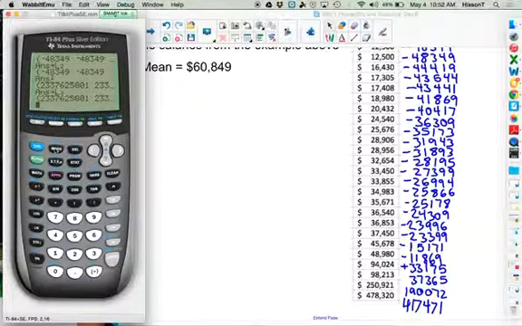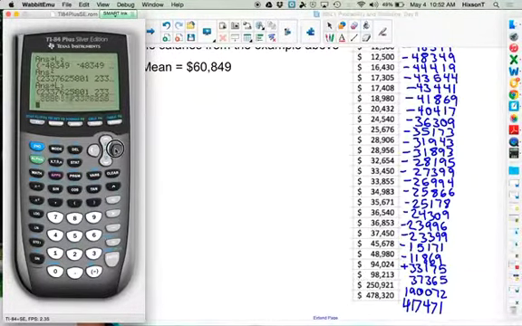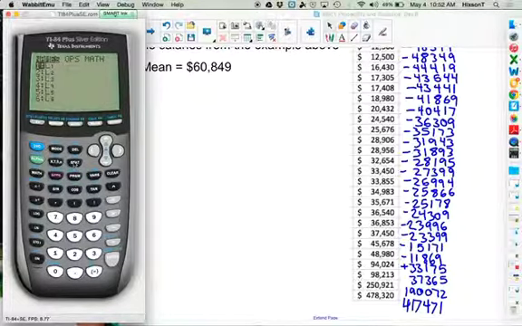All right, so here's the deal. You've got all your squares, and you can scroll over and see all the numbers if you want. If it won't do it at first, hit enter again, and it should. Sometimes the 84s are a little finicky with that. But here's the deal. Now what you want to do is add up all the numbers in that list. So to add up all the numbers in the list, we go to second list, and there is math number 5.